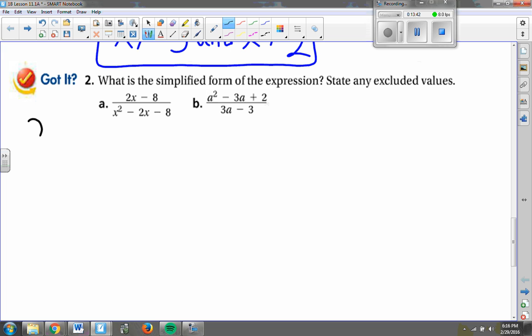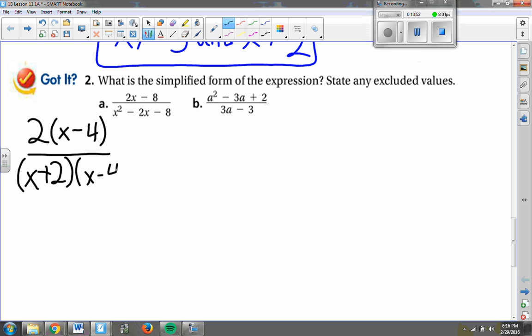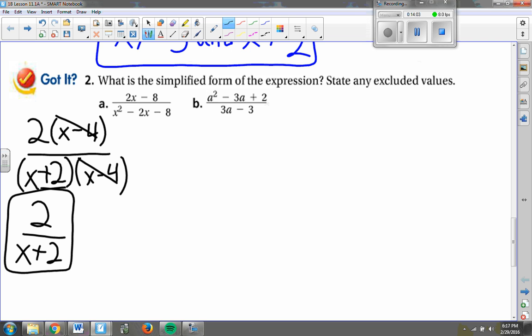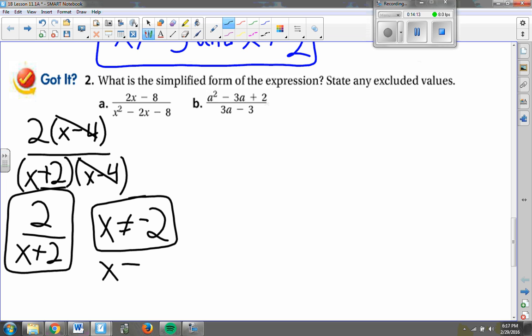Okay, in letter A, our top factors to this, the bottom factors to x plus 2, x minus 4. The x minus 4's cancel, and I have 2 over x plus 2. But when we solve the quadratic on the bottom equal to 0 by factoring, I have excluded values of negative 2 and positive 4.